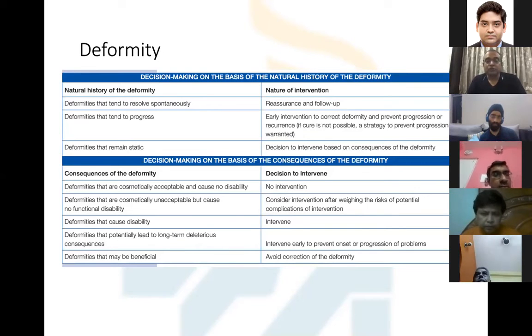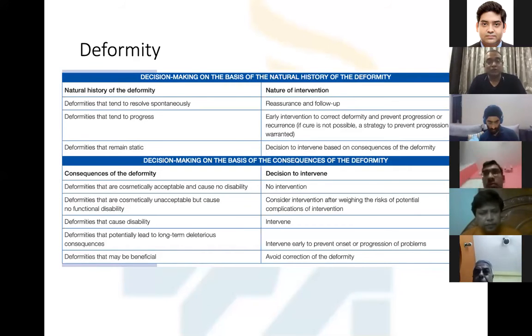Now, coming to the consequences of this deformity. If the deformity is only cosmetic and there is no other disability, you might not go for any intervention. Sometimes it is cosmetically unacceptable but causes no functional disability, then you have to weigh the pros and cons of intervention. When the deformities cause disability, then obviously you have to go for intervention. And deformities that potentially lead to deleterious consequences, you again have to intervene early. And some deformities may at times be beneficial, which is a compensatory one, so avoid correcting these types of deformities.